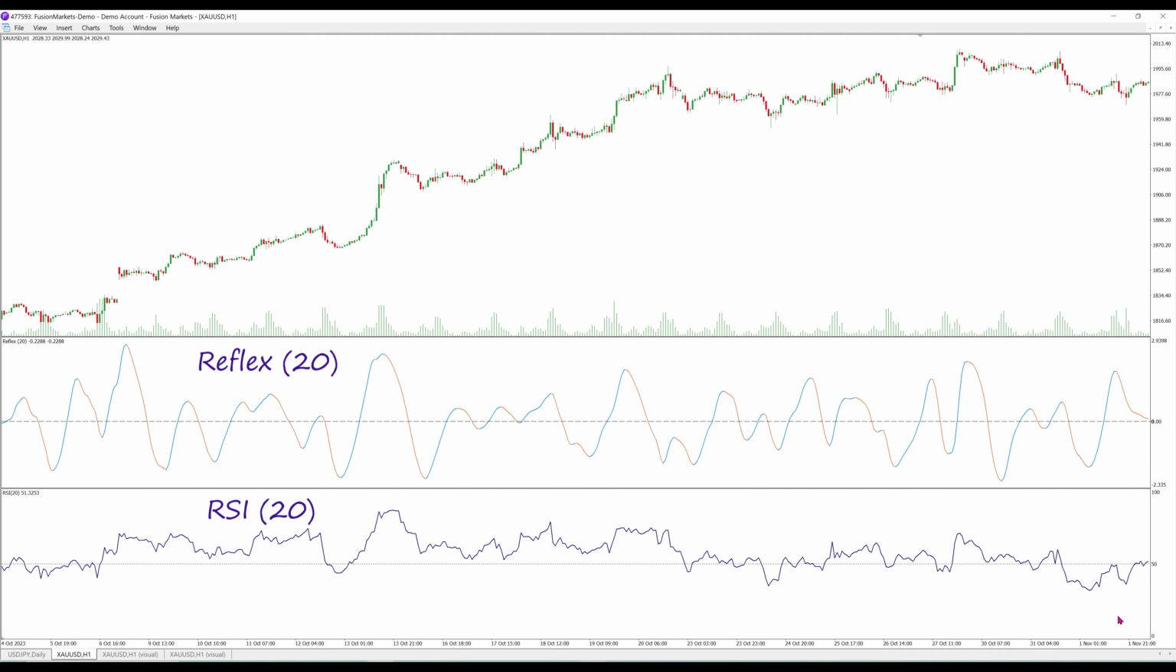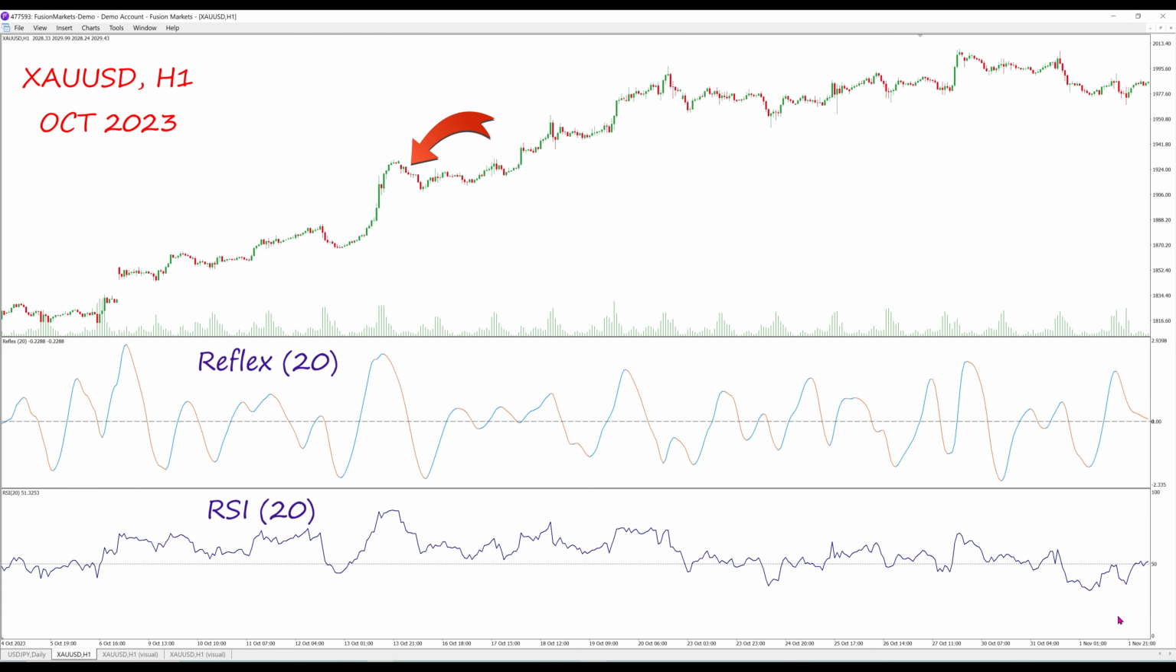I've included a 20-period RSI for comparison, which oscillates between 0 and 100. The chart here is spot gold in October 2023, when a strong rally occurred. Notice that the RSI stays in bullish territory, above 50, for pretty much the entire period. On the other hand, because the Reflex removes the trend component, the indicator hovers around the 0 line.